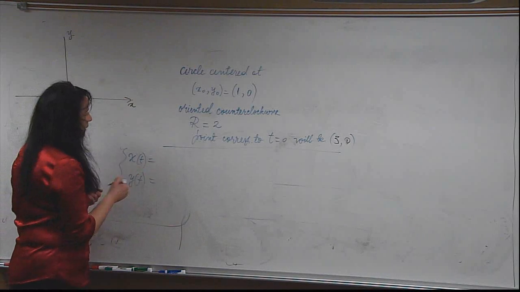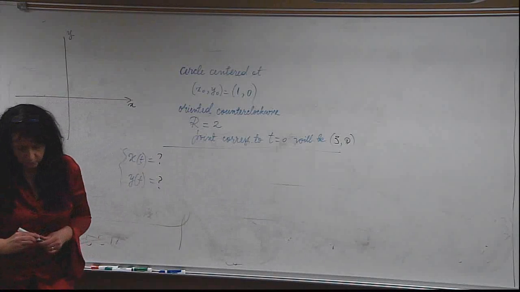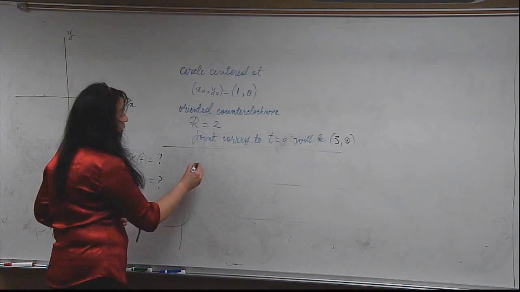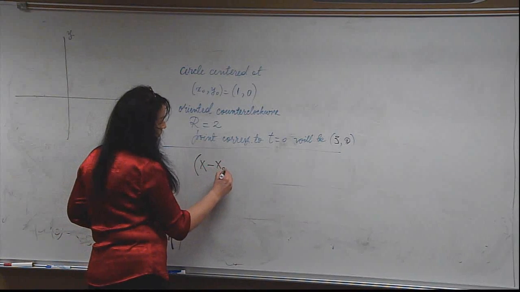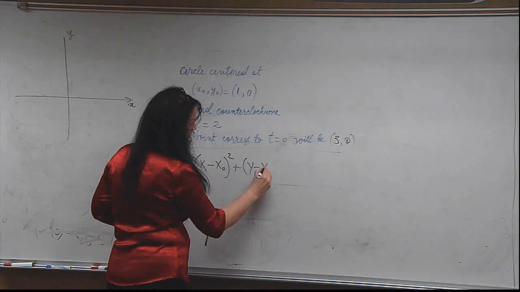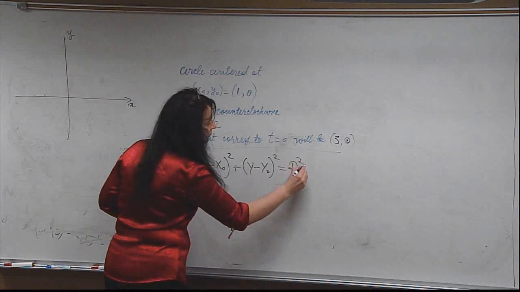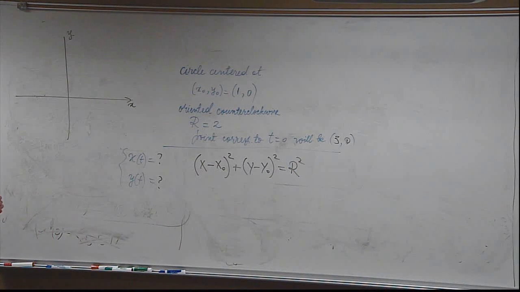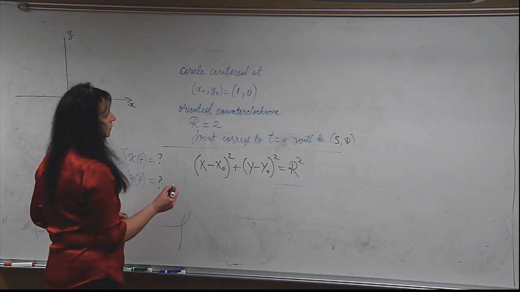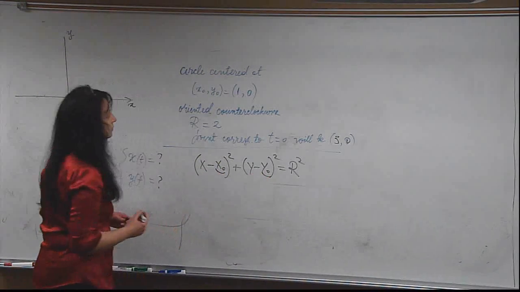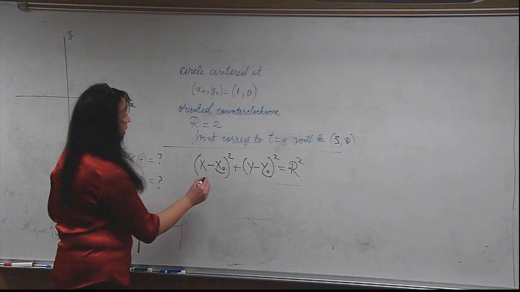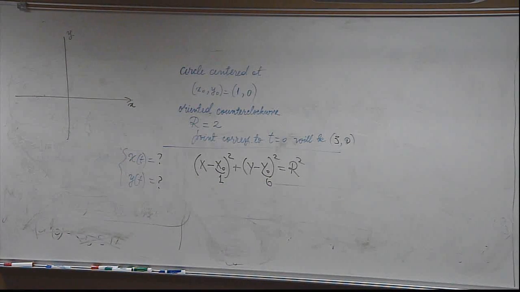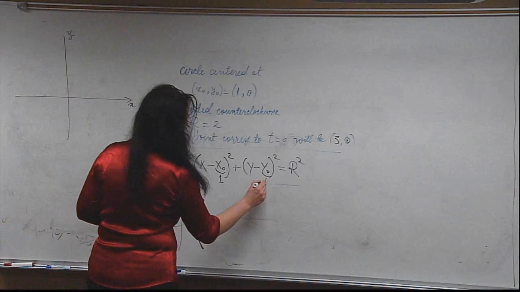So, x of t, y of t. Let's find them. Based on what? What is the general equation of a circle? X minus x0 squared plus y minus y0 squared equals r squared. And you have learned that in high school. Am I right or not? You have. Okay, good. Now, in our case, what is x0 and what is y0? x0 is 1 and y0 is 0, because I just made it up and I said that's the center.